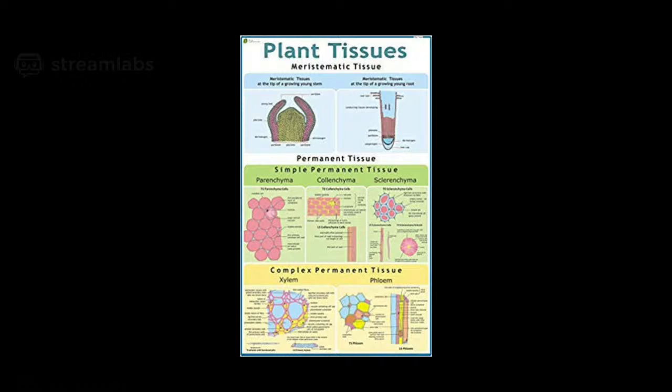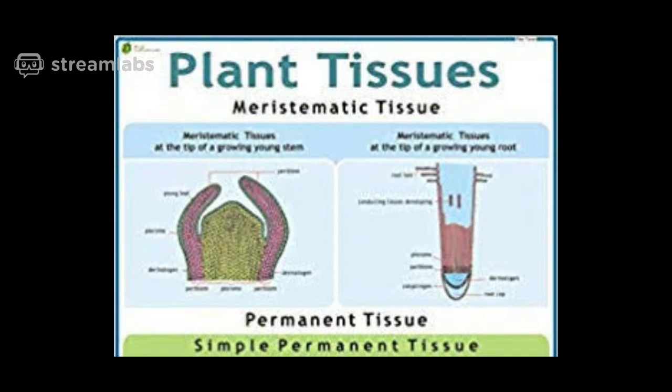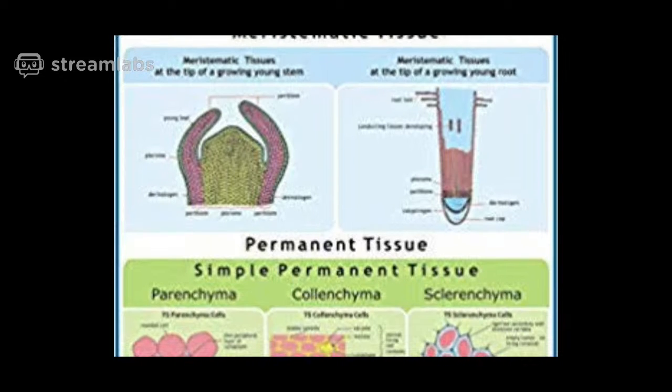What is tissue? A tissue is a group of cells having the same origin, structure and function. And this kind of tissue is found both in plants and higher animals. Again, the plant tissue is differentiated as meristematic tissue and permanent tissue.